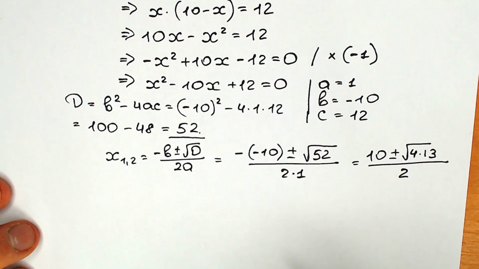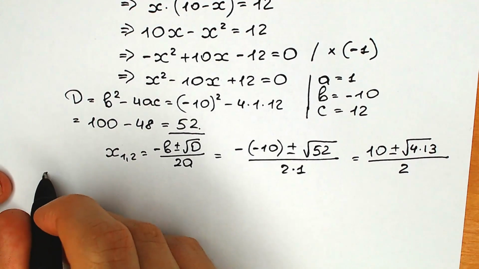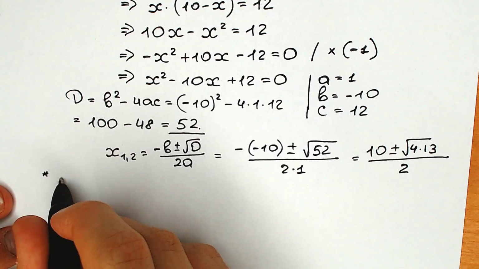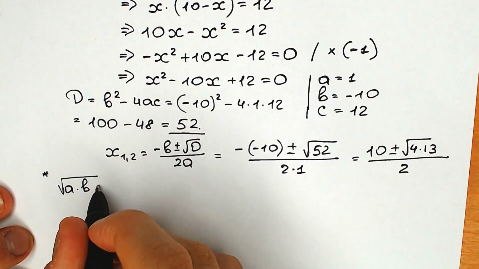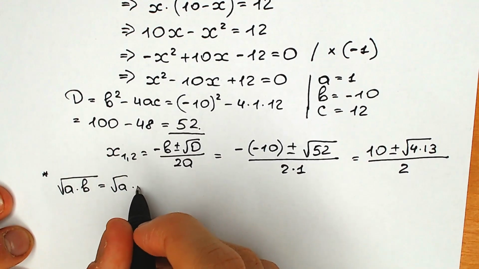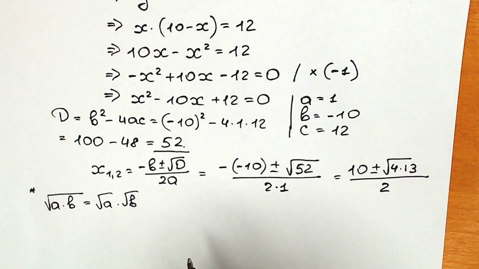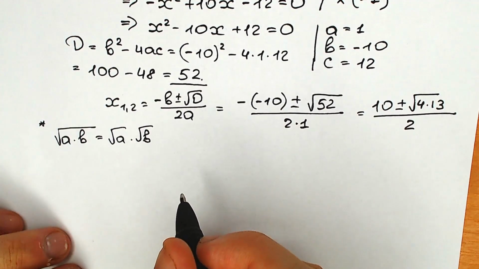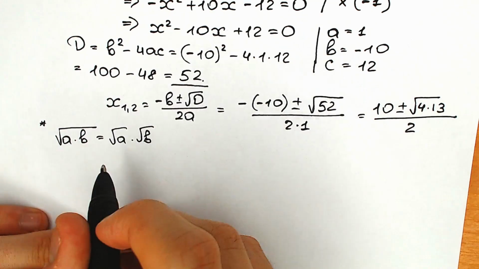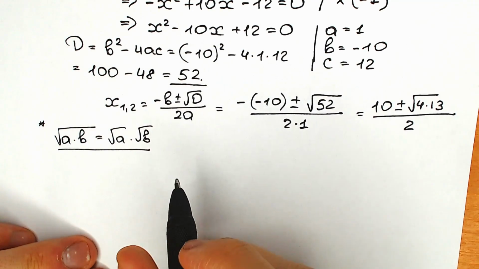Right now, in terms of a basic algebra property, this property looks like that. I'm going to write it on the left side. When we have square root of a times b, we can write it as square root of a times square root of b. So we can easily split it, but it works only with multiplication and division, not with addition and subtraction.